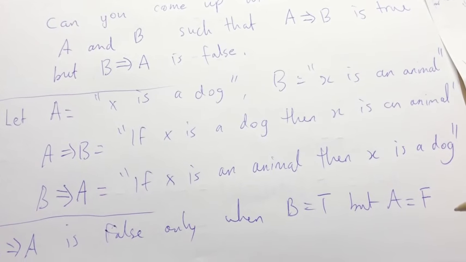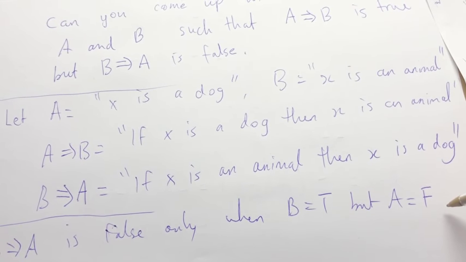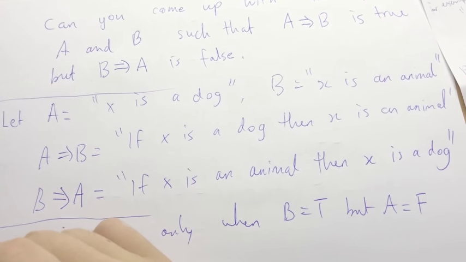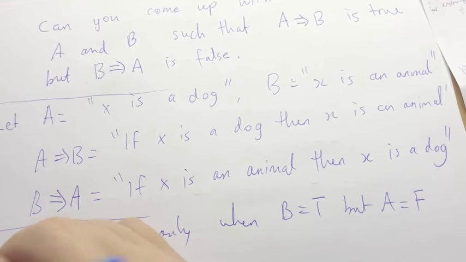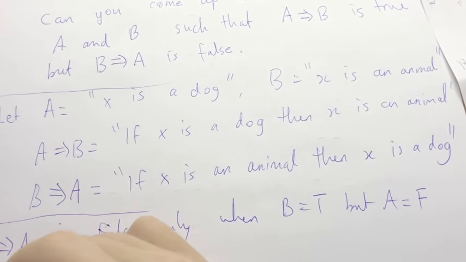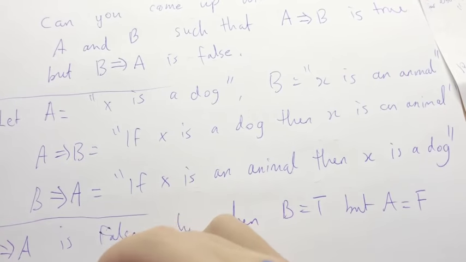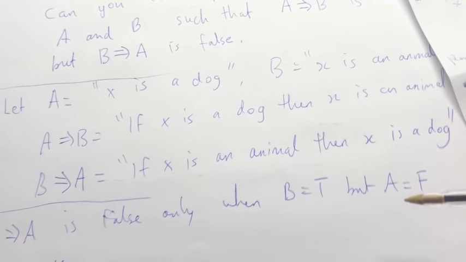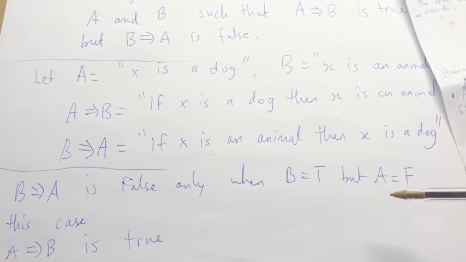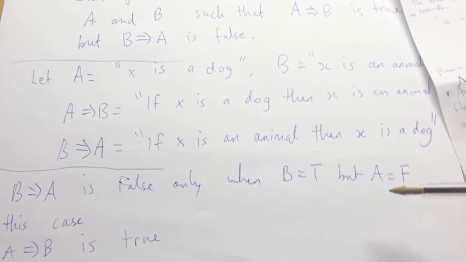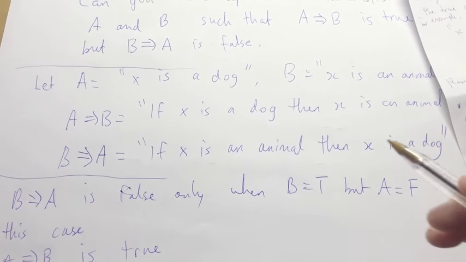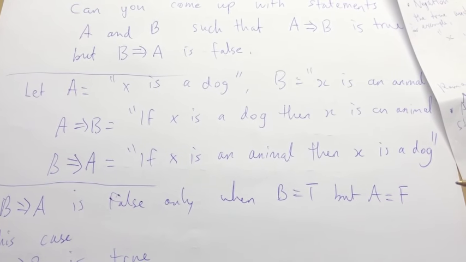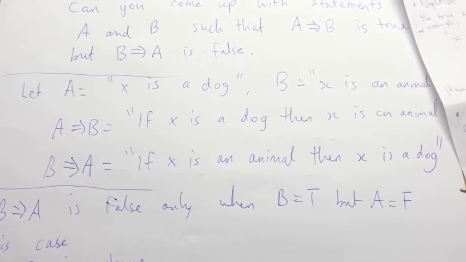But in this case, A implies B is actually true, because false implies true is a true statement. And that was part of our definition of implication. So we actually have a very simple example of when A implies B is true and B implies A is false.